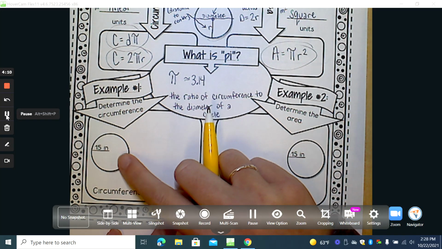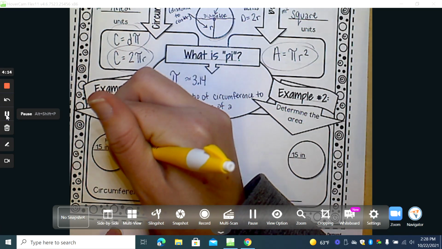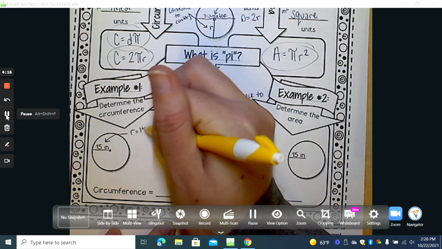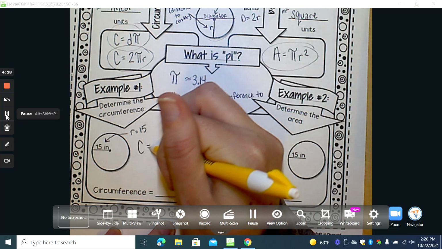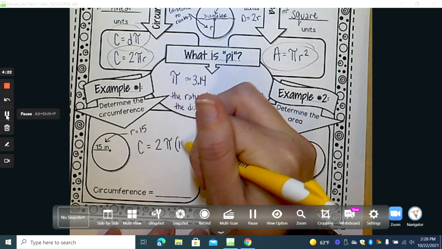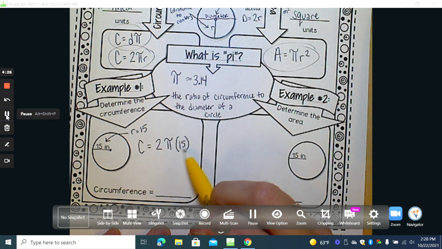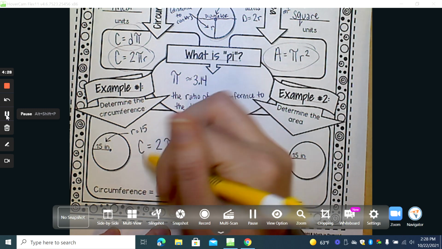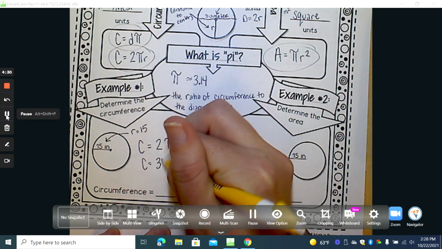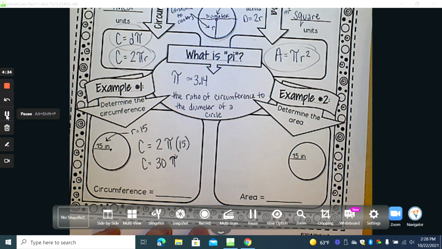So here we are given my radius. 15 is my radius. And so if I want to find circumference, I'm going to take 2 times pi times 15. Let's multiply this times ours. 2 times 15 is 30. So I got 30 pi. Sorry, that's an ugly pi. 30 pi.